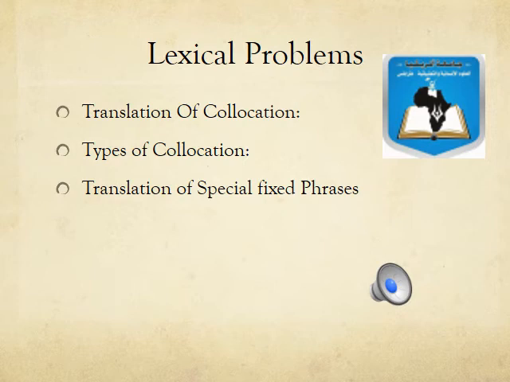Noun noun collocation is a third type: brain drain, nerve cell, status quo, death sentence, and more expressions. One more type is the noun of genitive, the idafa collocation: loss of memory, the heart of the matter, the break of dawn, the court of appeal, the depths of despair, and so on.